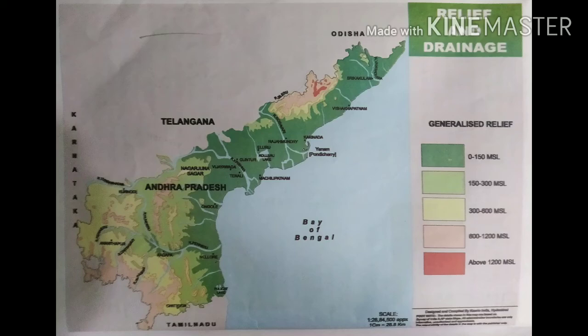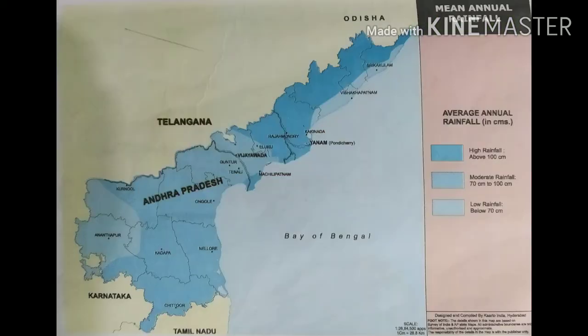If you look at Andhra Pradesh, there are so many rivers: Godavari, Krishna, Penna, Vamsadhara, and Tungabhadra. These are the important rivers. These rivers flow from west to east to drain into the Bay of Bengal. Next, look at the rainfall map. We can see average rainfall, and there are three types of rainfall: highest rainfall, moderate rainfall, and low rainfall. Generally, we consider the highest rainfall as above 100 centimeters.